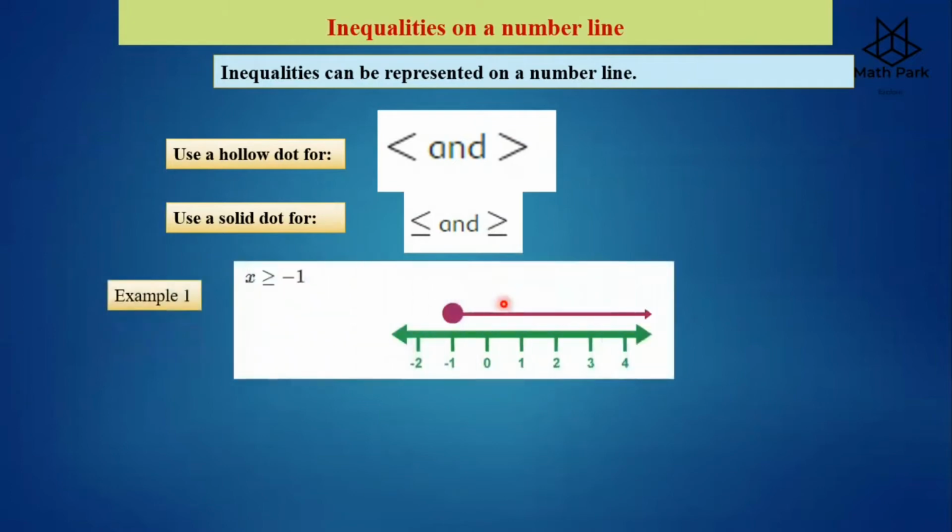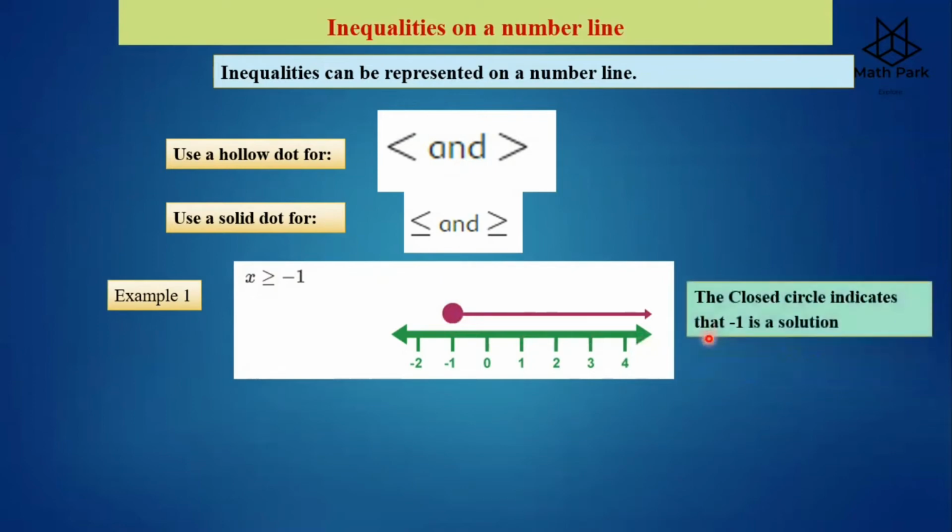Now let us take one example. Here it is x is greater than or equal to minus 1. Can you see this? When x is greater than or equal to minus 1, that means x is taking the value of minus 1. So x takes all the values starting from minus 1. If you are asked to write the set of the values that x will have, it will have minus 1, 0, 1, 2, 3 and 4. So what do you understand from this? That the closed circle says that minus 1 is a solution for this inequality.